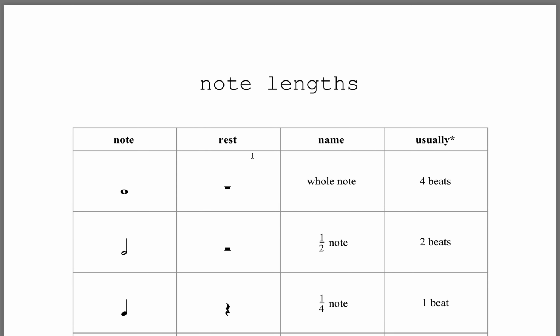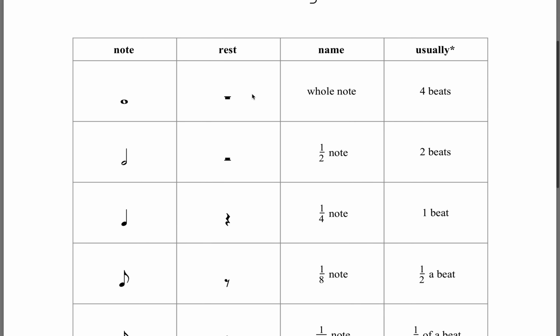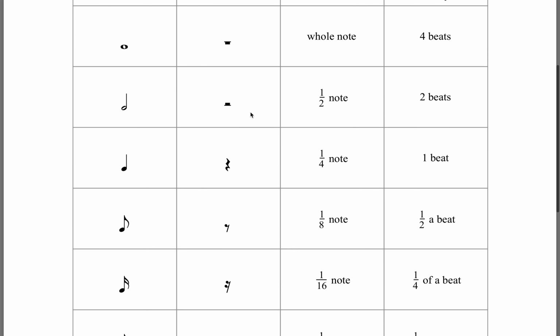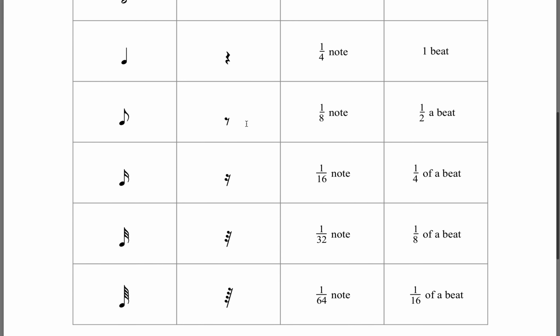If you look at the rest column in the note lengths chart, you'll see that the symbols for rests are pretty wacky. At the top we have a kind of horizontal box dangling from a line, and then a horizontal box sitting on a line. You have to tell the difference between those two. Then we have this quarter note rest, which really doesn't look like any of the other rests and doesn't look like a quarter note, so that's pretty confusing.